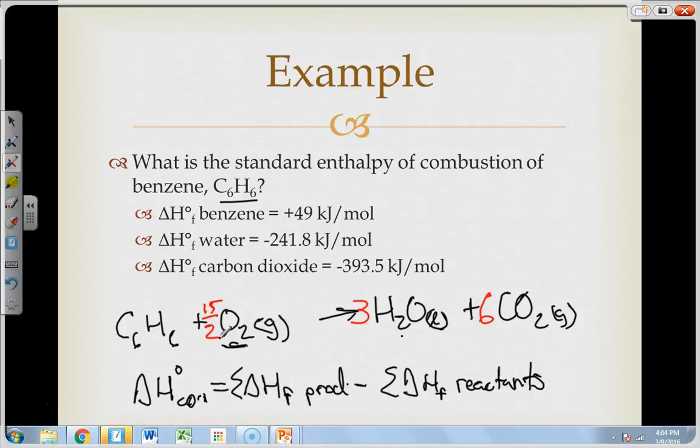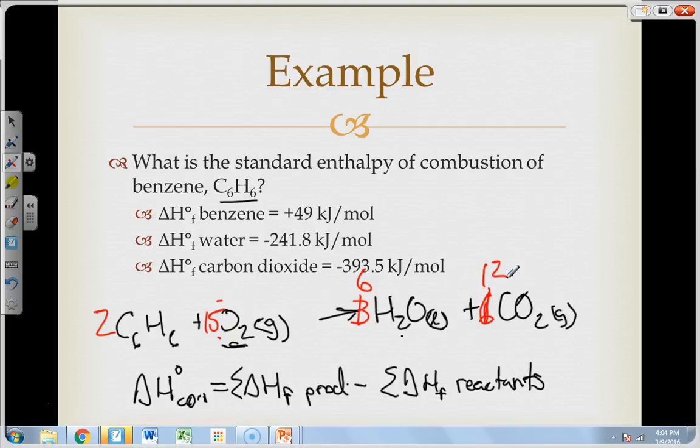Now, to do this, I don't want to use halves. So in order to get rid of the halves, I'm going to multiply all these things by 2. This is going to turn into 15, this is going to turn into 6, that one's going to turn into 2, and this one's going to turn into 12.